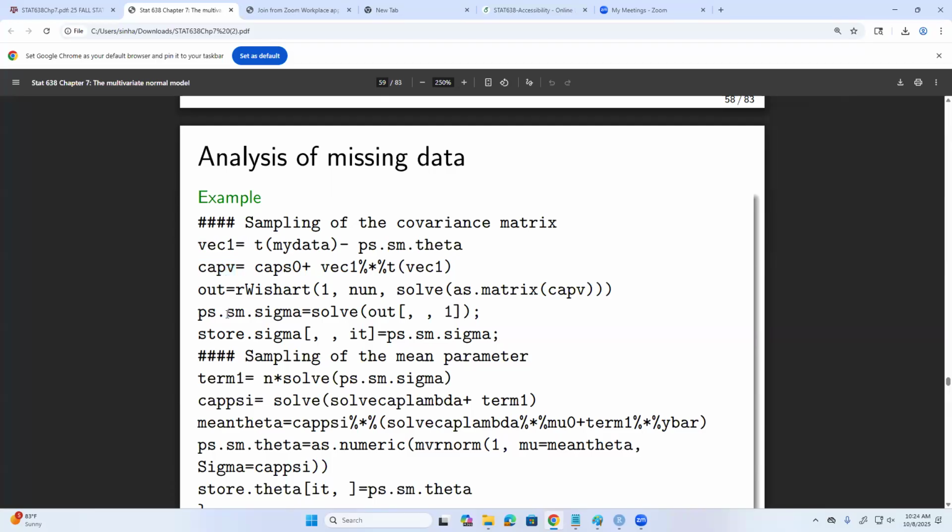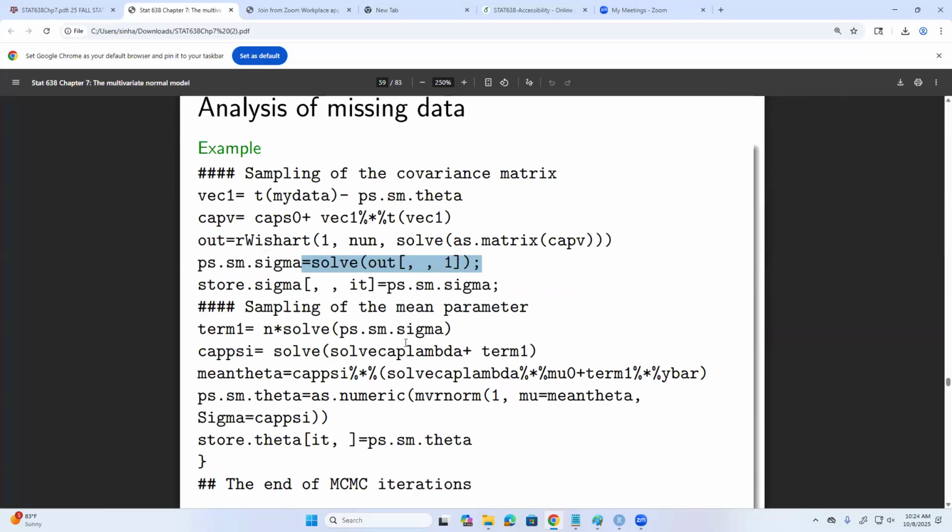Okay, next is this one. This is an inverse calculation of this Wishart matrix, right? And this Wishart matrix is sampled within the loop, and we calculate this inverse here. So this cannot be done outside the loop. It has to be here. So this is used in storing, and this is then used right here.